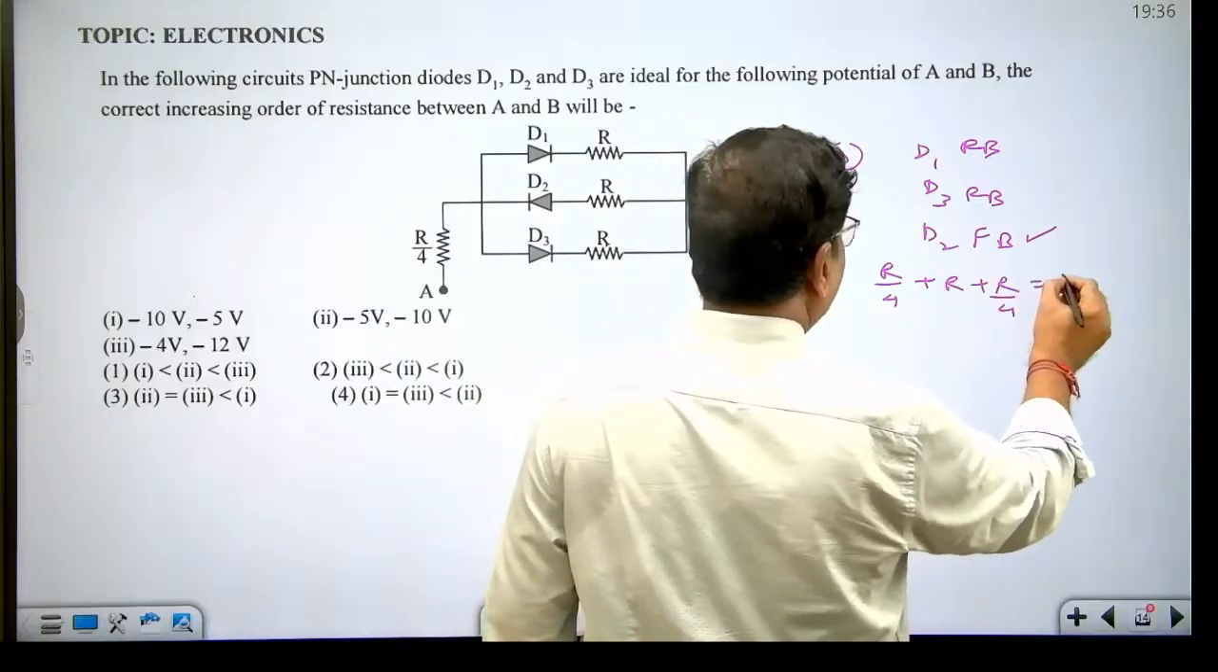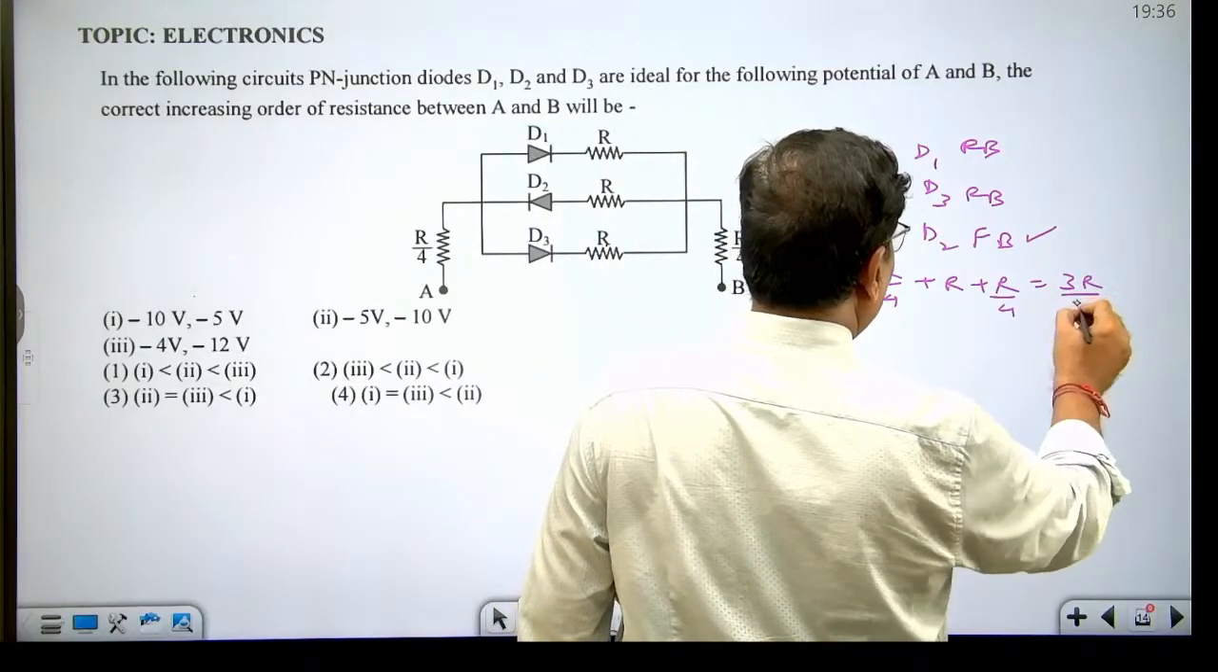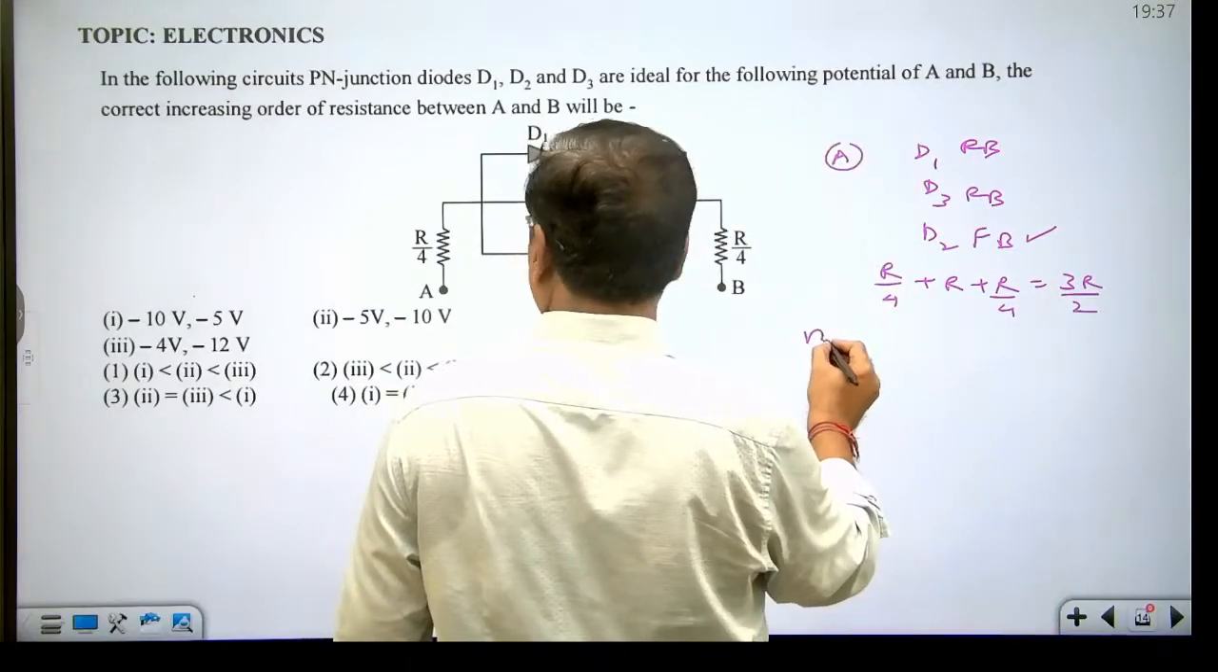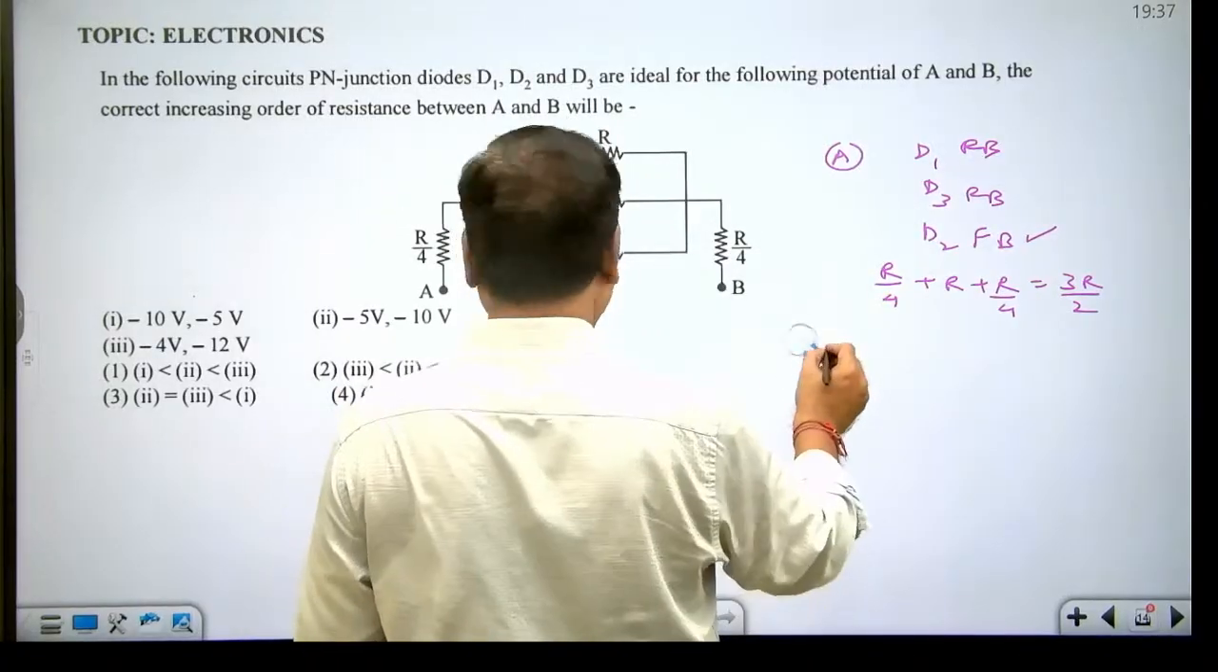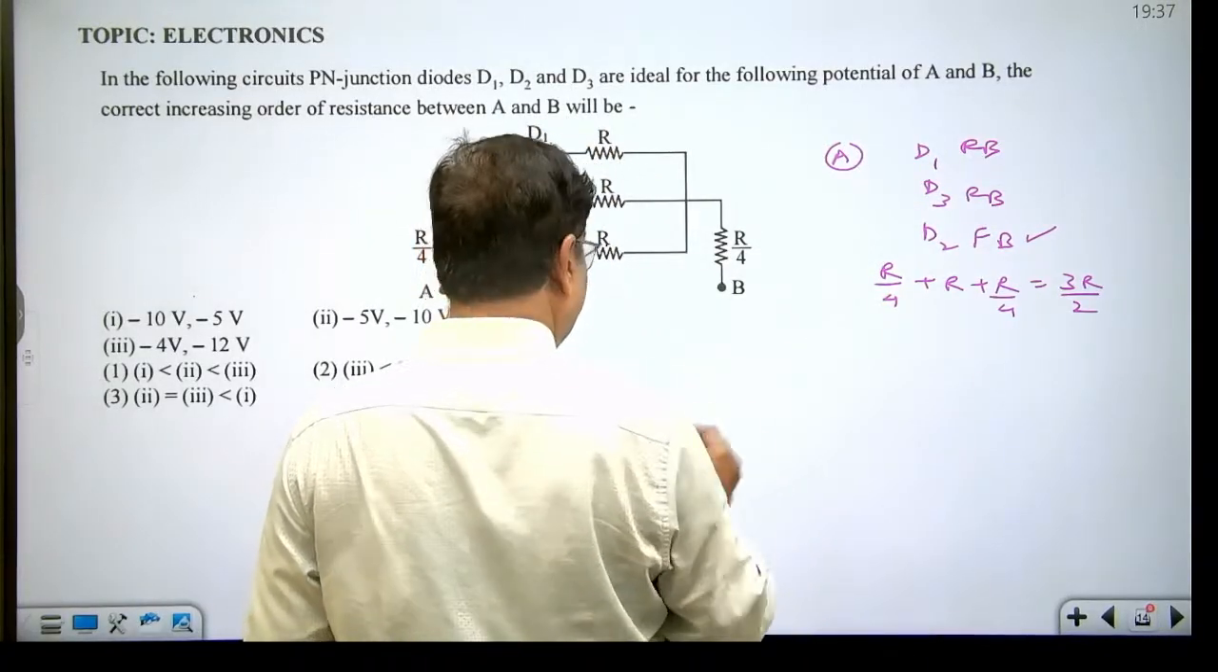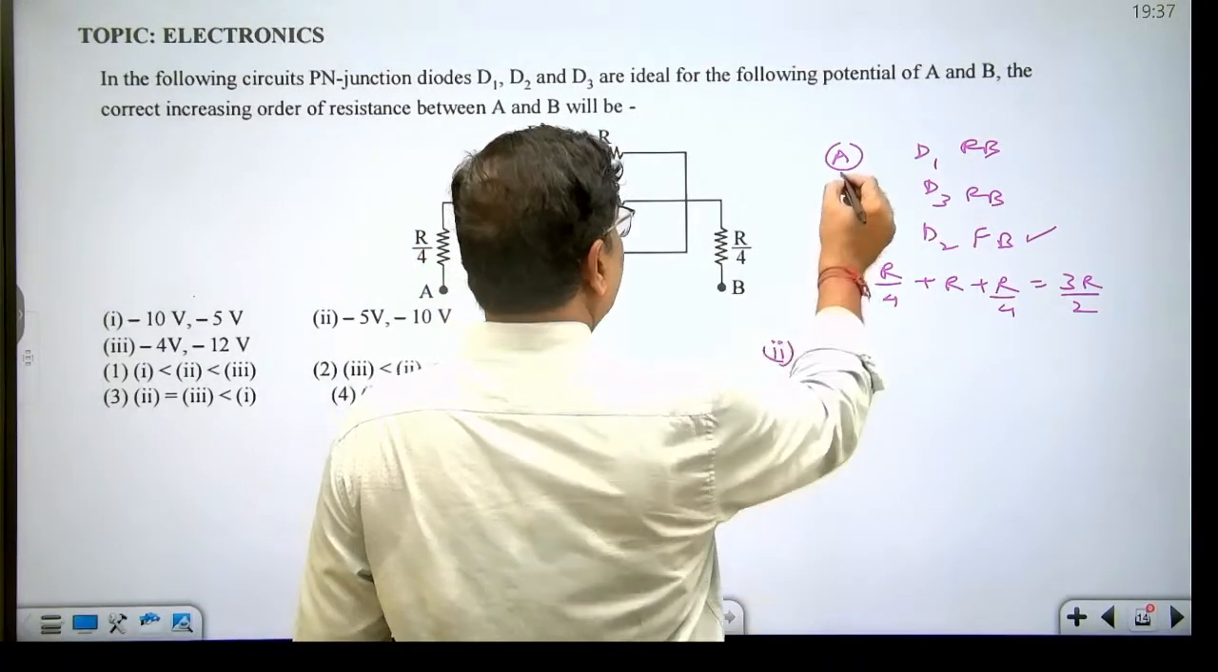So resistance will be 3R by 2 between A and B. And in case of part second, this was for part 1.